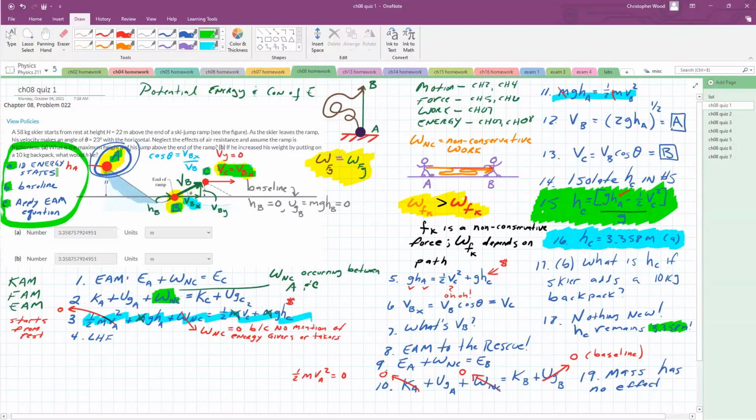I'm going to get chapter 8 quiz 2 prepared. Energy analysis, the ultimate analysis, the ultimate power tool. Chapter 8, quiz 2.